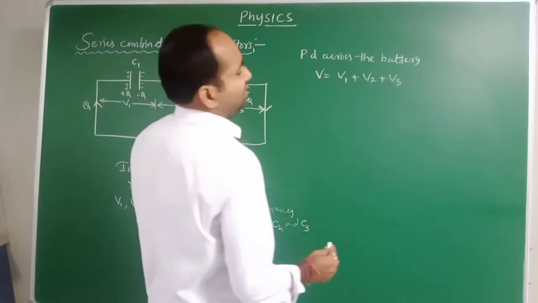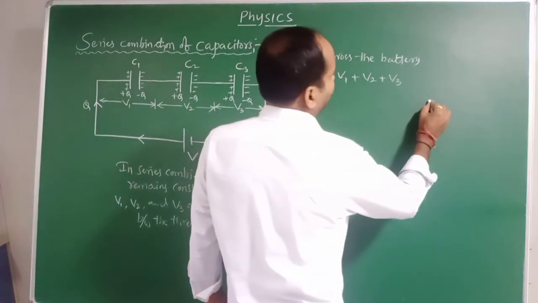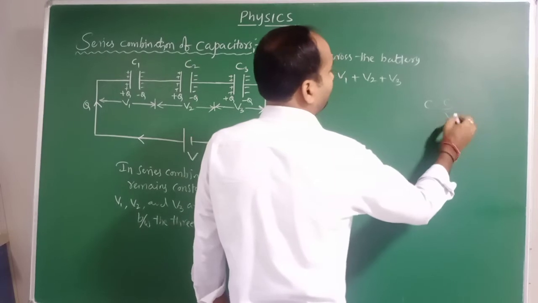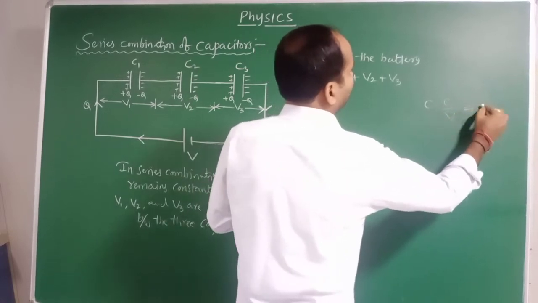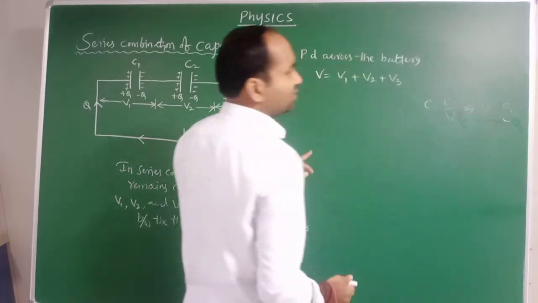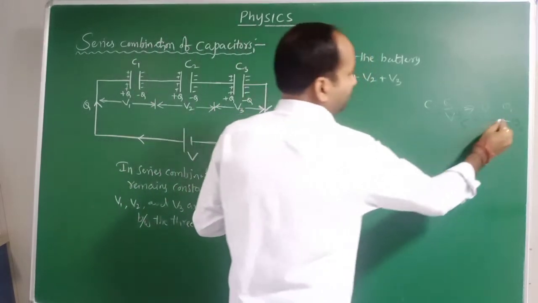See, we know the definition of capacitance. Generally we may write C equals Q by V. From this, can we write like this? V equals Q by C. What is V equals Q by C?